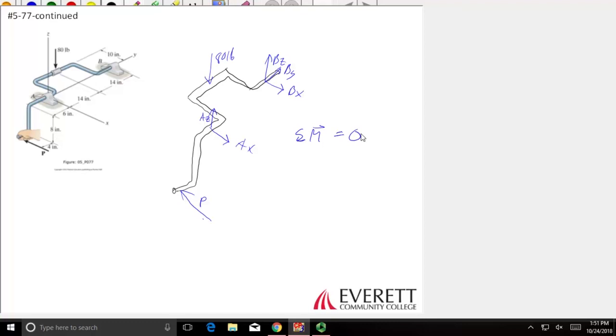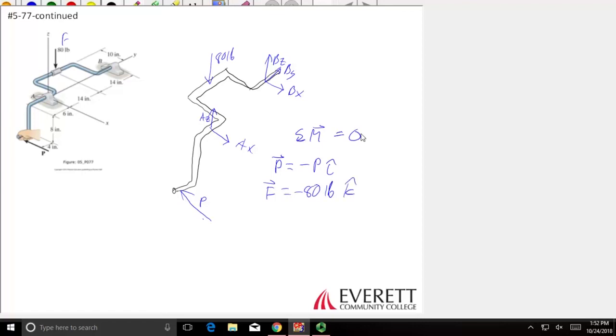Because point A is the point we chose to find the moment about, we have to turn them all into vectors. So we would say P equals negative P times i. We would say that 80, I'm just going to call this F for force. F is equal to negative 80 pounds in the k.